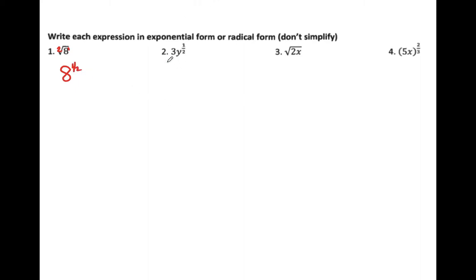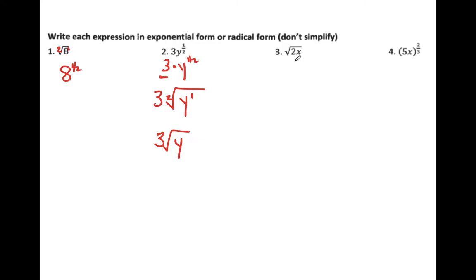This one is really 3 times y to the 1/2. So the 3 does not have an exponent, so that's going to stay a 3. And then this would be a radical. The 2 would go on the outside and y to the first on the inside. We would not leave it like that, so your answer would be 3 square root y.